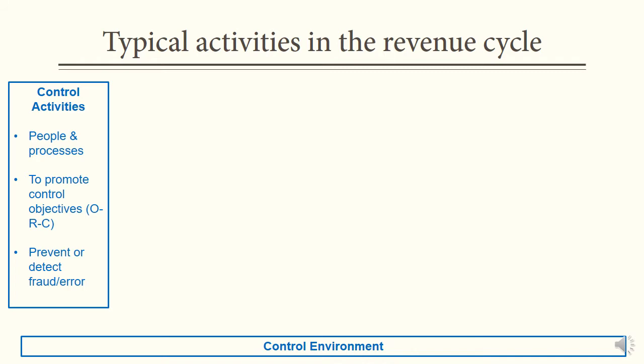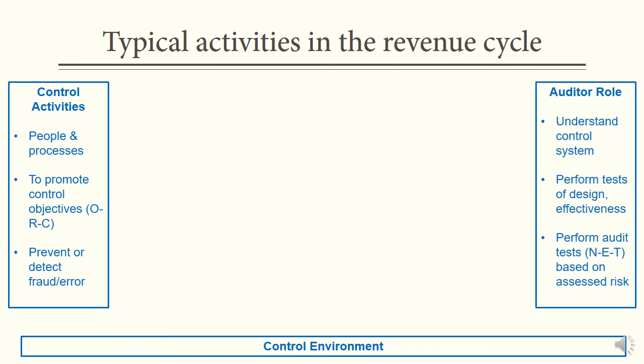The auditor's role in providing assurance over the reporting and the internal controls over financial reporting is to understand the control system, to perform tests of design and tests of effectiveness with regard to the controls, and to perform audit tests based on the assessed risk and the sufficiency of the control structure. Depending on both of those factors, the auditor will adjust the nature, extent, and timing of the audit procedures.